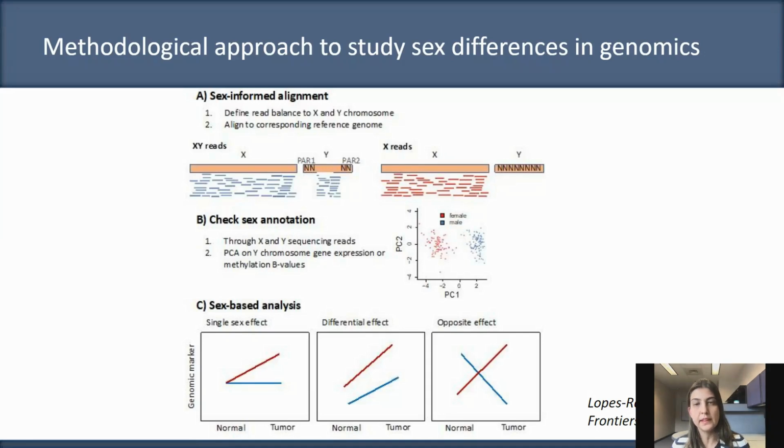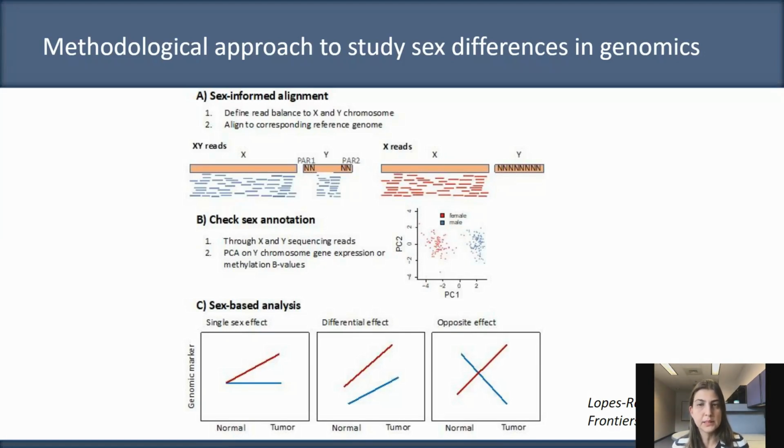So it's important to think about how we can report our results in a sex-stratified way to sometimes find an effect that is present only in a single sex, like the first plot here. This is an example of the expression of a genomic marker between normal and tumor. And we see that only in females, shown in red, we see an increase in the genomic marker from normal to tumor. So this genomic marker would be effective only in females, but not in males, shown in blue.